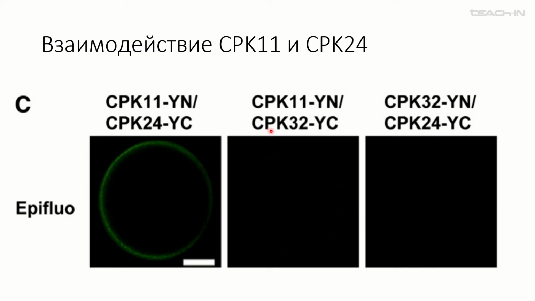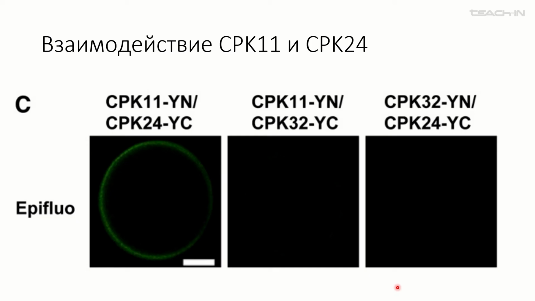связывания этих протеинкиназ. И по тому, насколько черный квадрат мы видим без свечения, мы можем сказать, что CPK11 достаточно специфично взаимодействует с CPK24, то есть мы не видим связывания ни одной из этих двух киназ с CPK32.